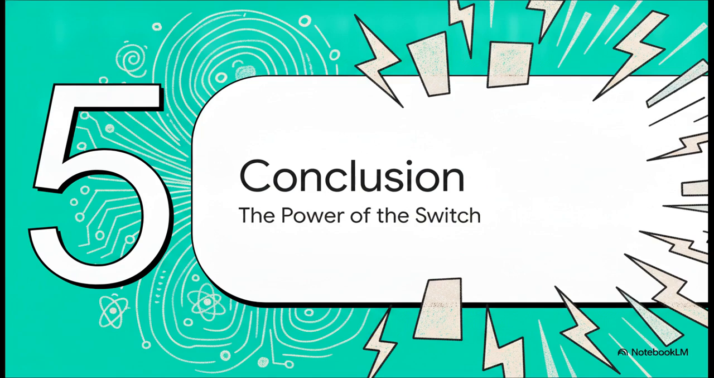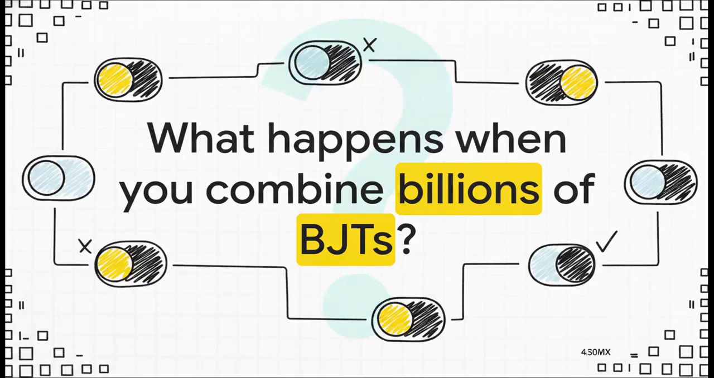Section 5. Conclusion. The power of the switch. We've seen how, just by controlling a tiny base current, we can force a BJT into cutoff, making it act as an open switch, a 0, or drive it into saturation, acting as a closed switch, a 1.